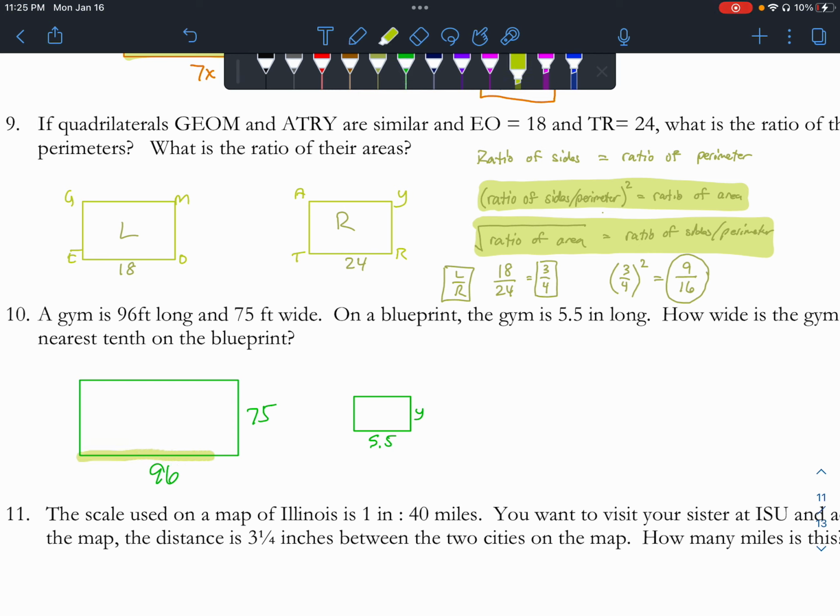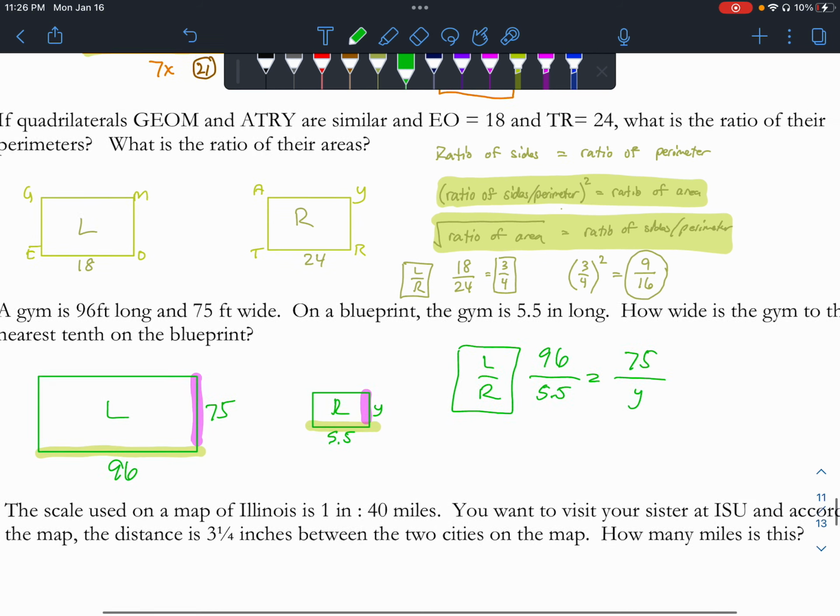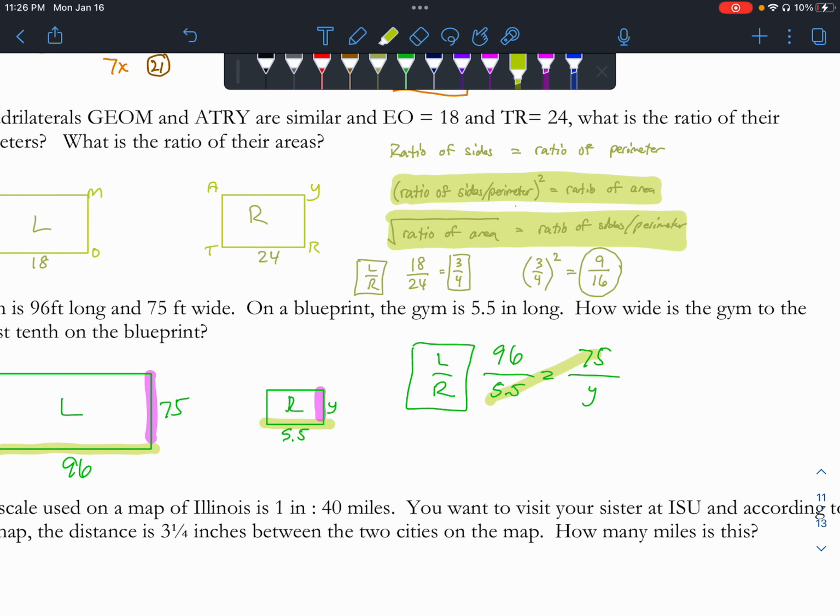I have two corresponding sides on the bottom here. I have two corresponding sides on the right. If I compared these from the left shape to the right shape, I end up with 96 over 5.5 and 75 over Y. Big numbers here, but let's cross multiply. 96Y, and I'm going to have to, again, bust out the calculator. 5.5 times 75 should give me 412.5.